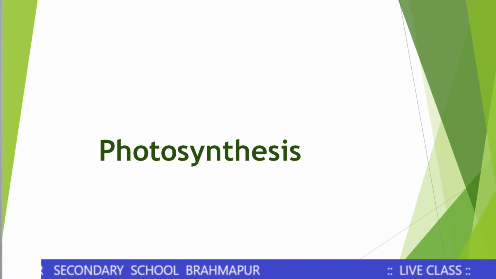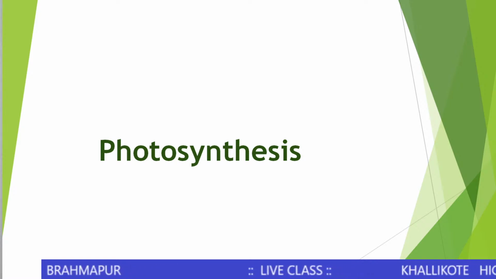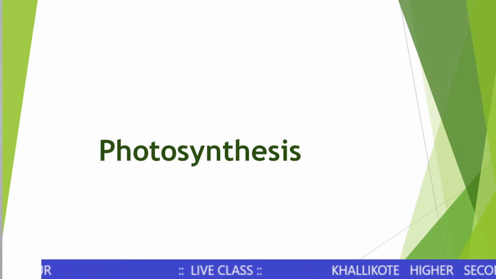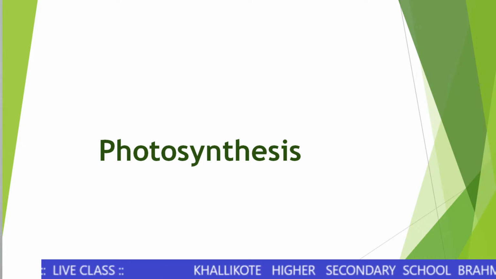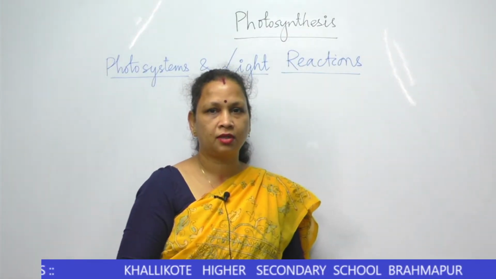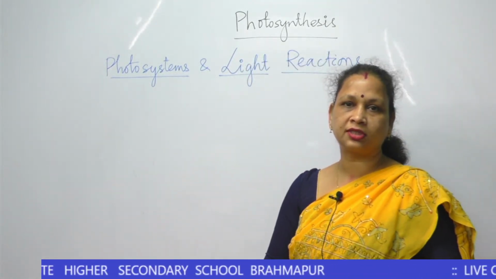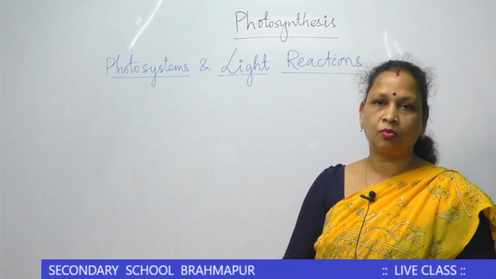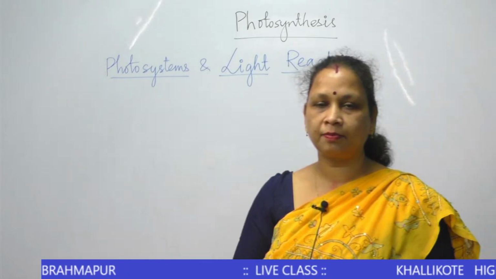In the previous classes, we had started a new chapter, photosynthesis. We shall continue with the next phase of photosynthesis. In our previous class, we had discussed what the visible spectrum is, what the photosynthetic pigments are, and what the structure of the chloroplast is, where these pigments are present.